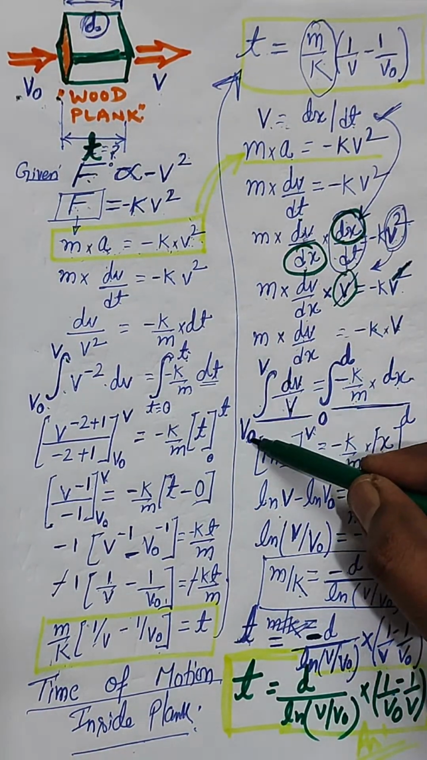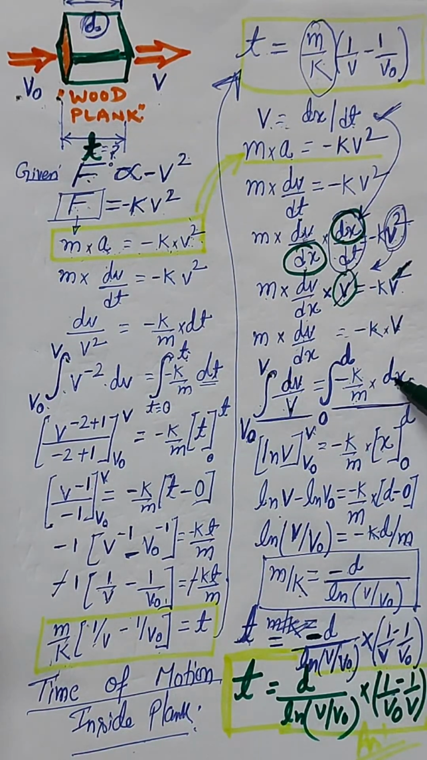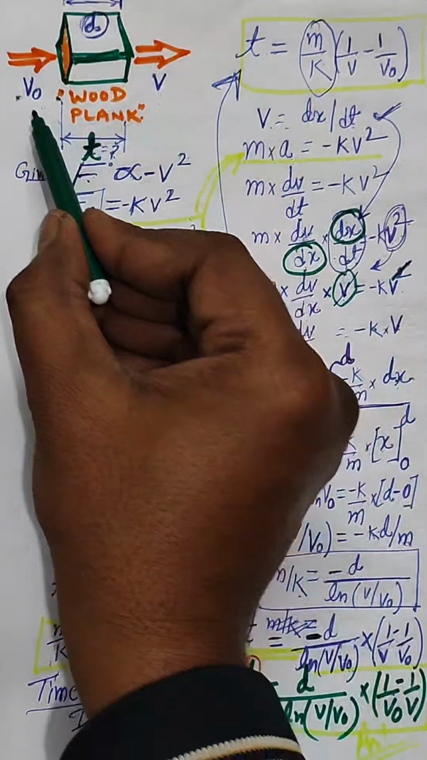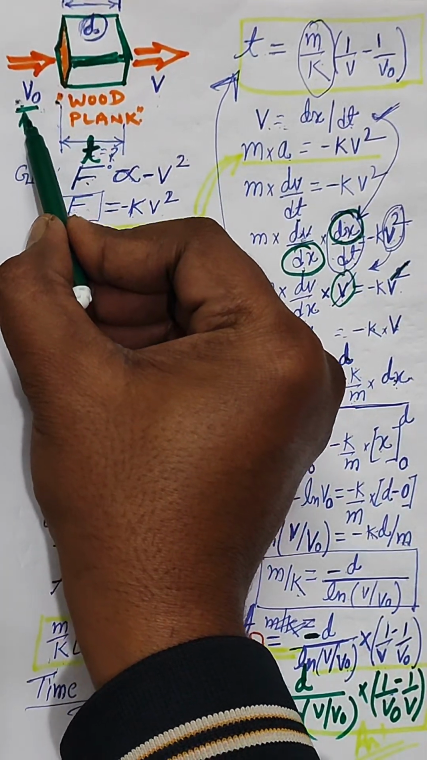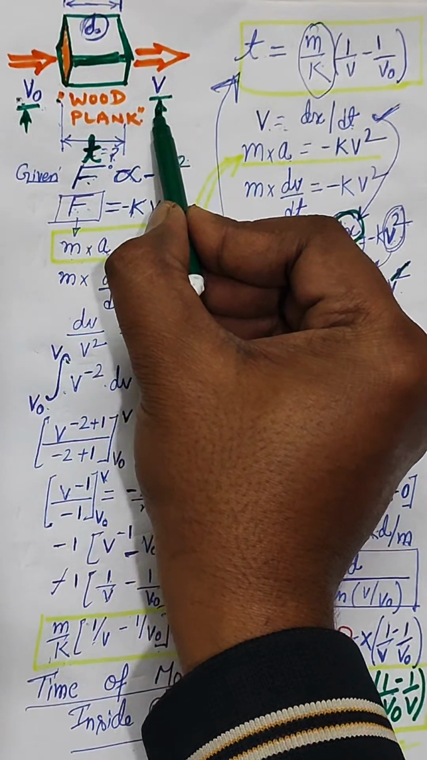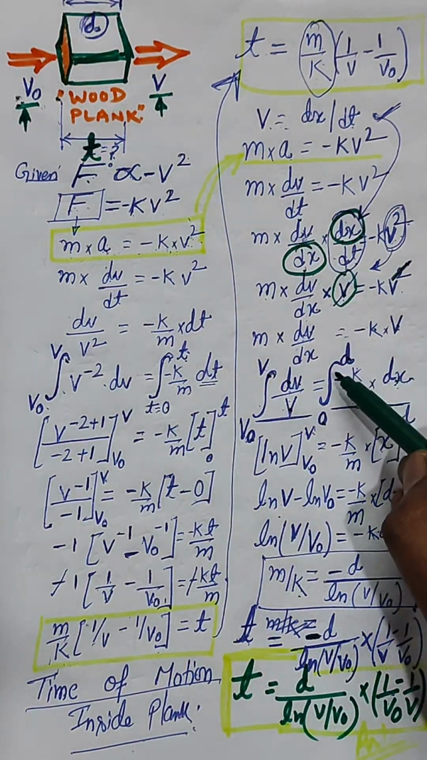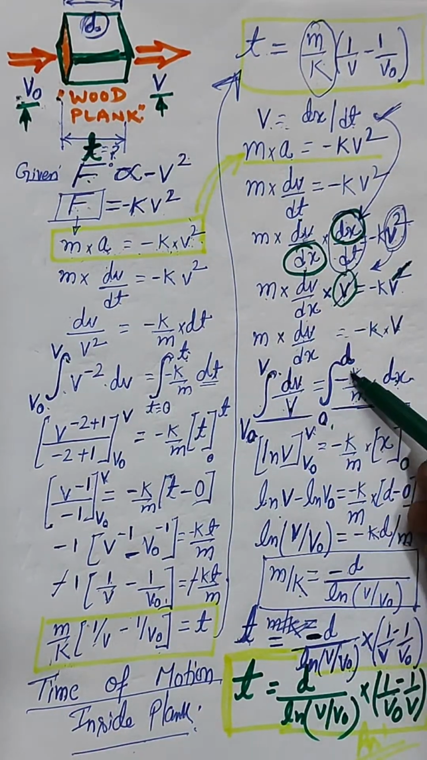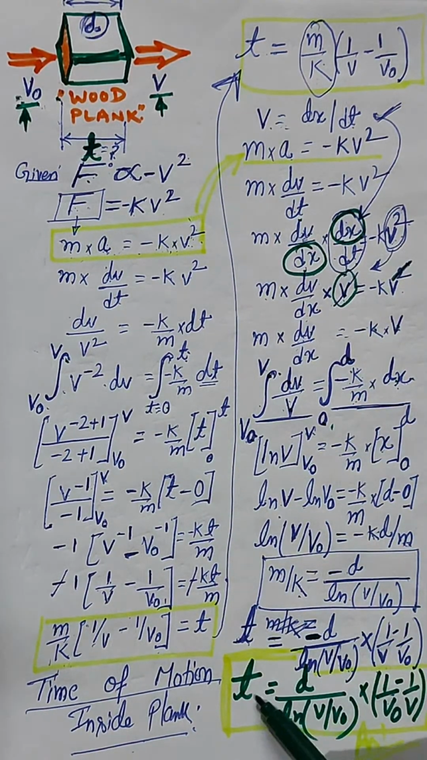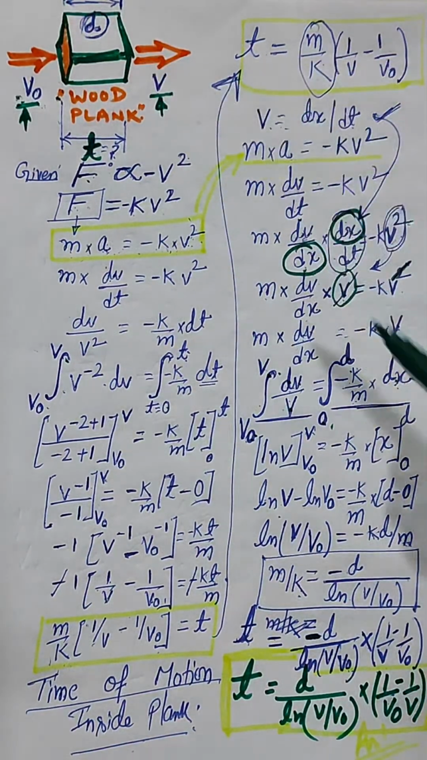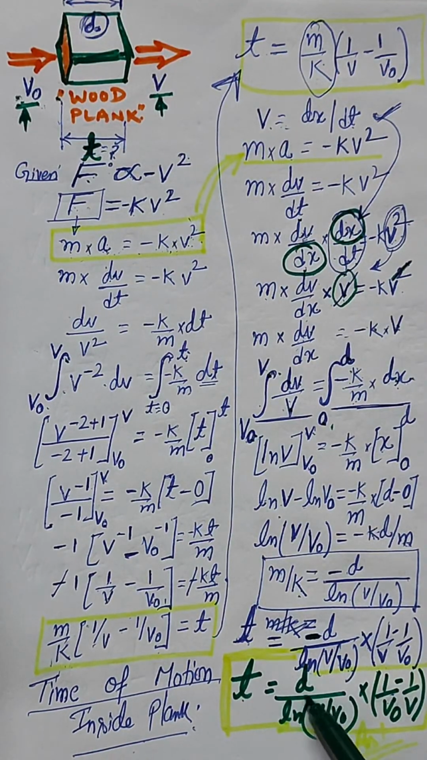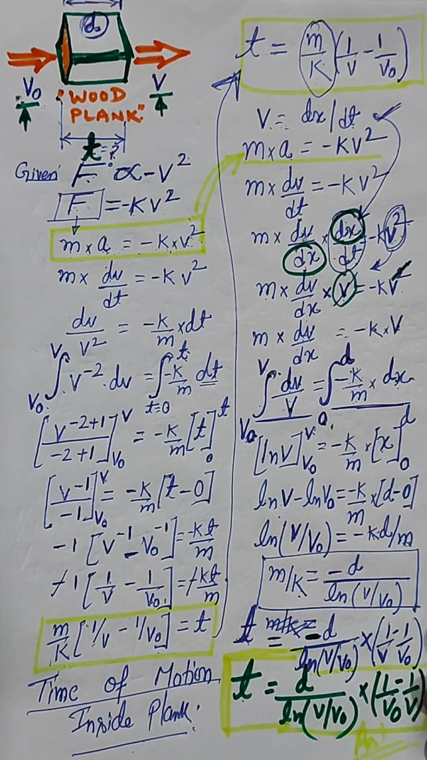So v is varying from v0 to v, and x is varying from 0 to d, because v0 is the velocity of the bullet at the beginning and v is the exit velocity. Just put in the lower and upper limits and solve it. You will get the time period of the bullet inside the plank of thickness d, which is equal to d by ln of v by v0 into 1 by v0 minus 1 by v, my dear friends. This solution is very much clear.